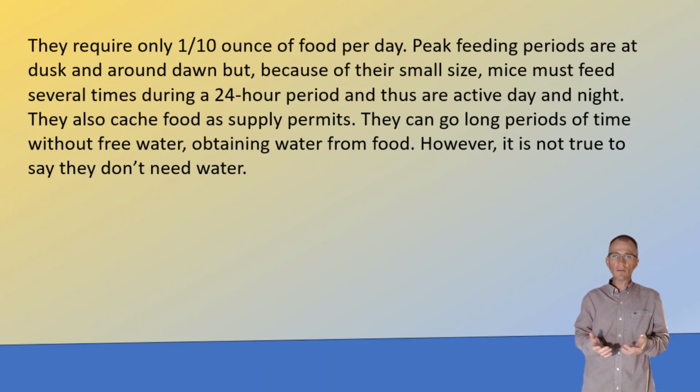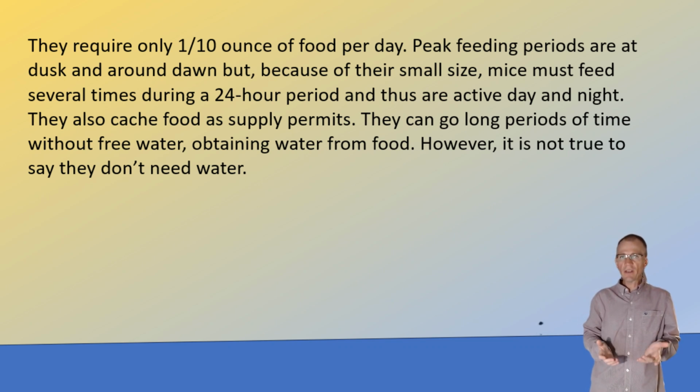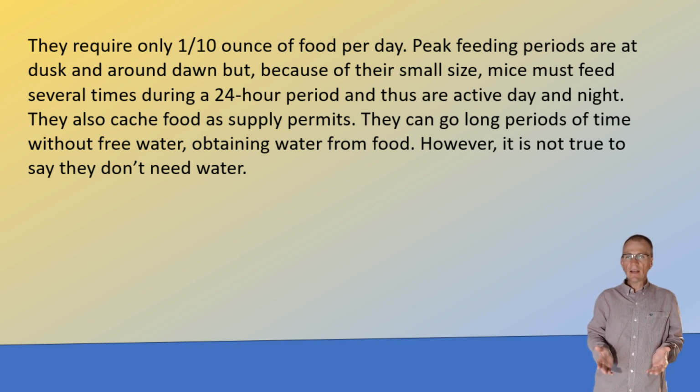They require only 1/10 of an ounce of food per day. Peak feeding periods are at dusk and around dawn, but because of their small size, mice must feed several times during a 24-hour period, and thus are active day and night. They also cache food as supply permits. They can go long periods of time without free water, obtaining water from food. However, it is not true to say they don't need water.